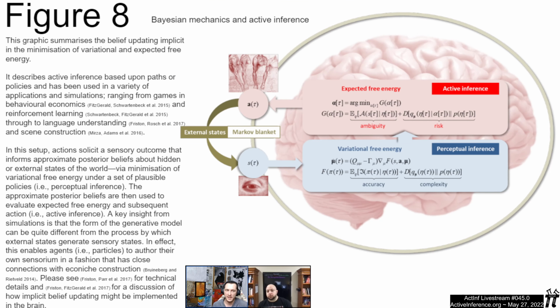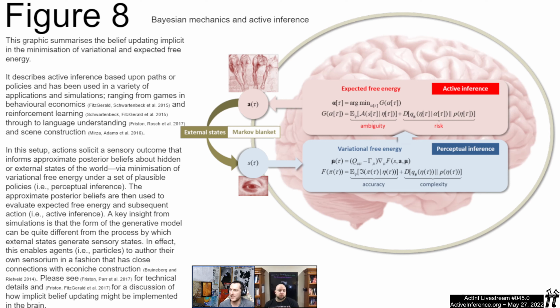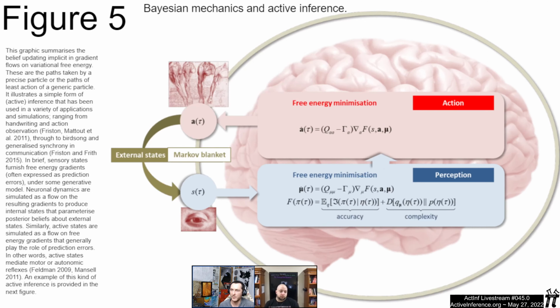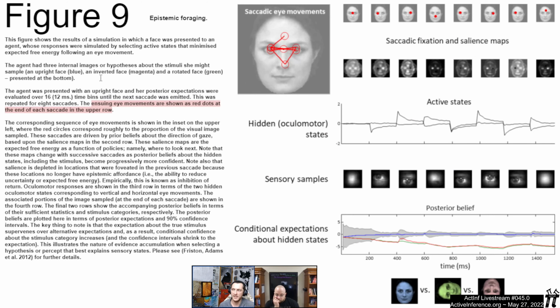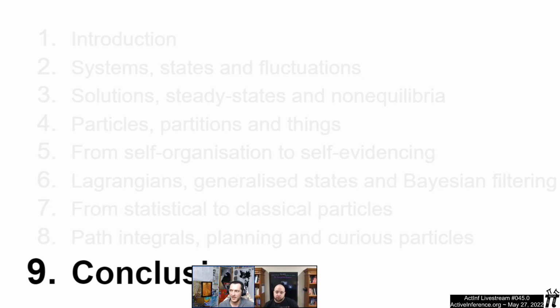Figure 8 is about Bayesian mechanics and active inference. So we can contrast that with figure 5, Bayesian mechanics and active inference. Figure 8, Bayesian mechanics and active inference. Figure 9 is a simulation in which I-saccades are occurring, and we can explore this more. To the conclusion.